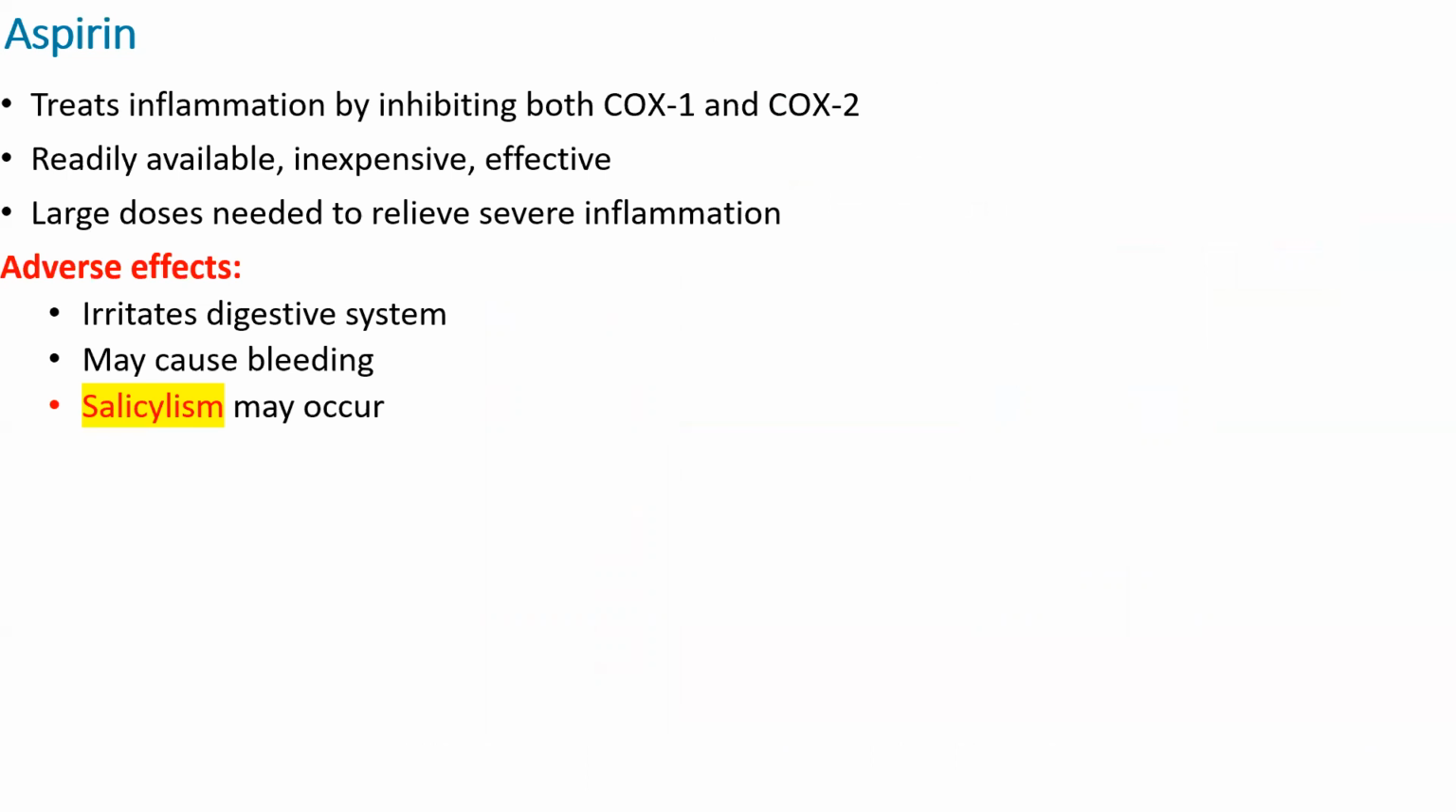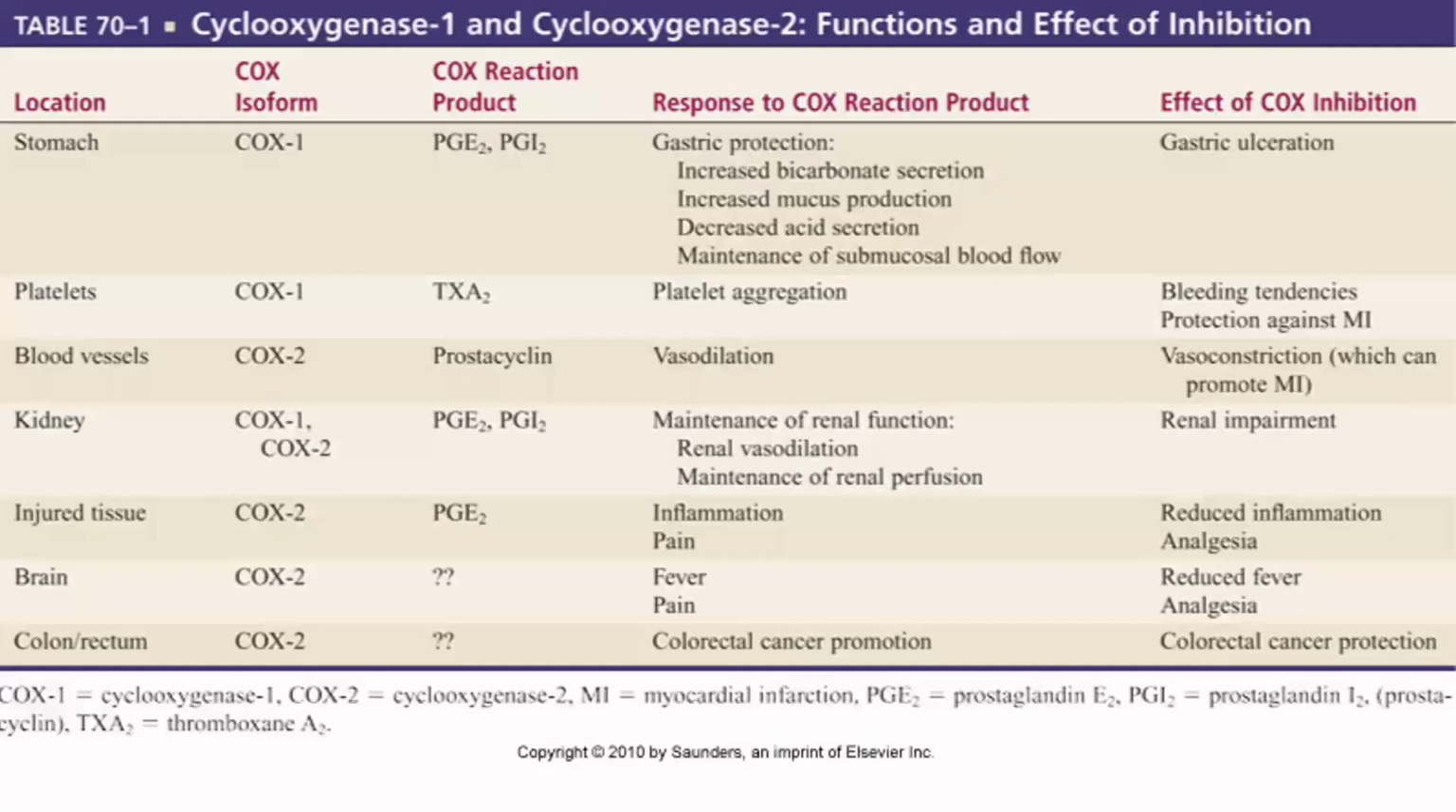So the aspirin treats inflammation by inhibiting both COX-1 and COX-2. Overdose of the aspirin may lead to salicylism, which is salicylate overdose or toxicity. The symptoms of salicylism include dizziness, headache, excessive perspiration, and tinnitus.